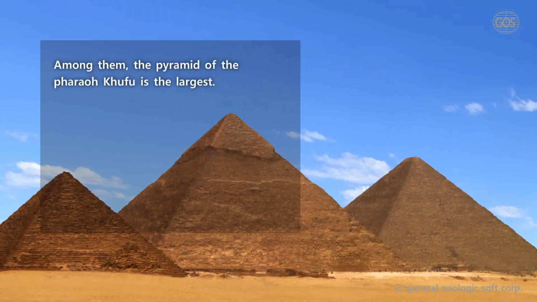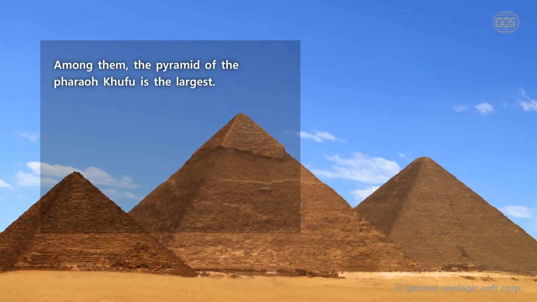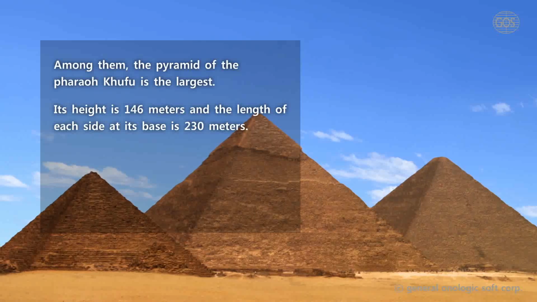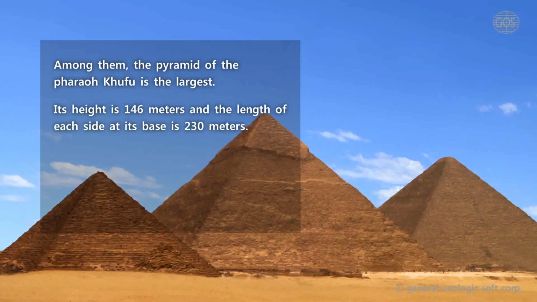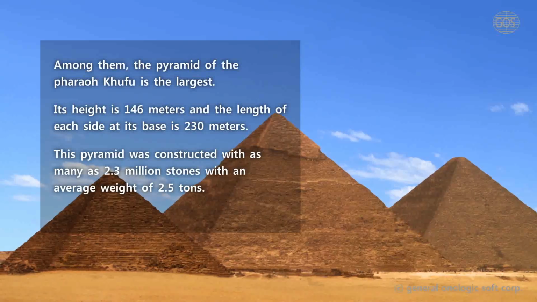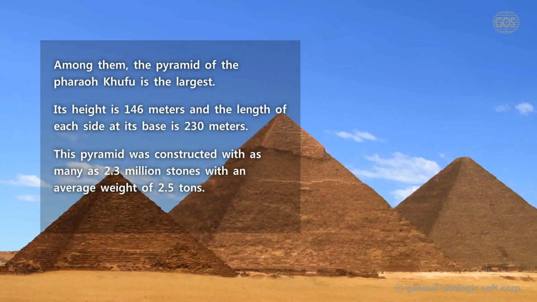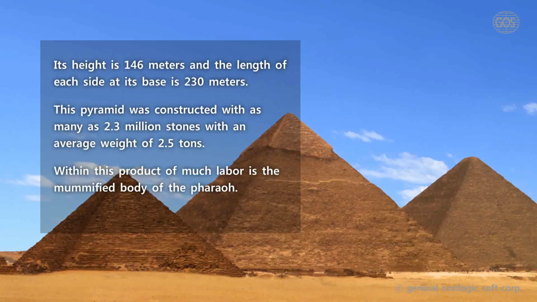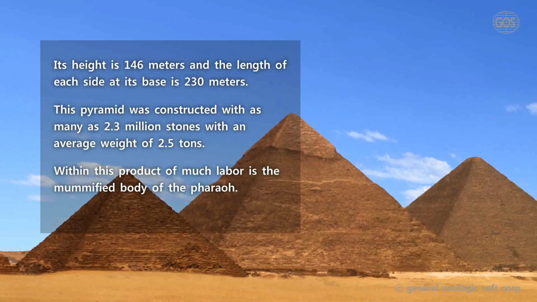Among them, the pyramid of the pharaoh Khufu is the largest. Its height is 146 meters and the length of each side at its base is 230 meters. This pyramid was constructed with as many as 2.3 million stones with an average weight of 2.5 tons. Within this product of much labor is the mummified body of the pharaoh.